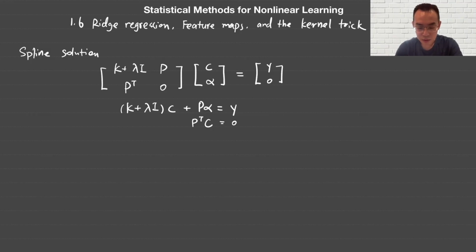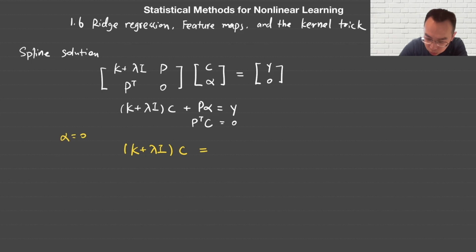linear system like this. And here I'm just going to make one small simplification by removing the polynomial term. So let's say that alpha equals 0. That's when we don't have any polynomial term in it. We can just write out the first equation as (K + λI)c = y. So today we're going to see how this equation arises from the ridge regression.